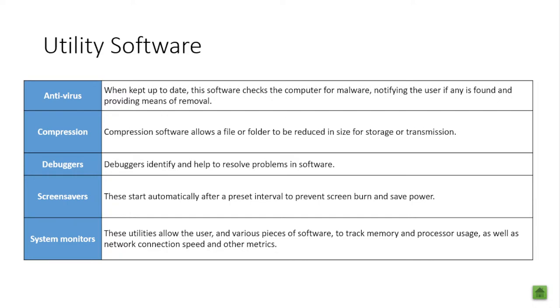Okay, so antivirus, you obviously know what that is. We check the computer for malware, we notify the user if anything is found, and we help them remove it. You could also explain that some systems have a firewall, and that's also a utility piece of software. Compression software allows a file or folder to be reduced in size for storage or transmission. Mainly, we don't normally compress things anymore for storage because storage is readily available. What we do is we package it up and transmit it normally. So it's normally to speed up the transmission because people's internet connections aren't very good. Debuggers help identify and resolve problems in software, and they are usually built in.